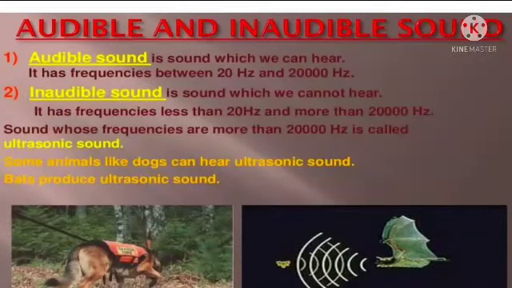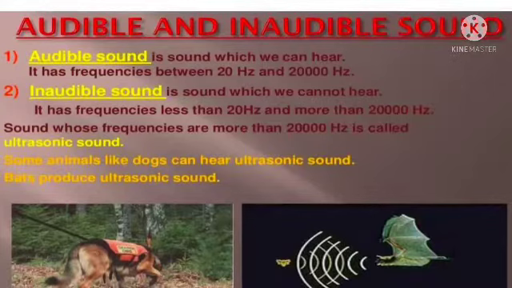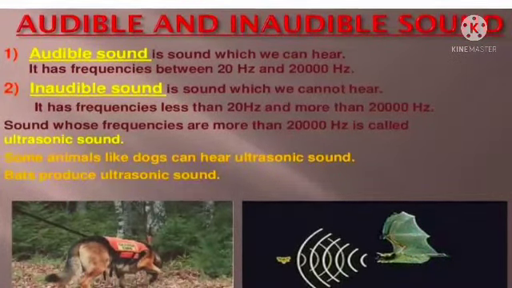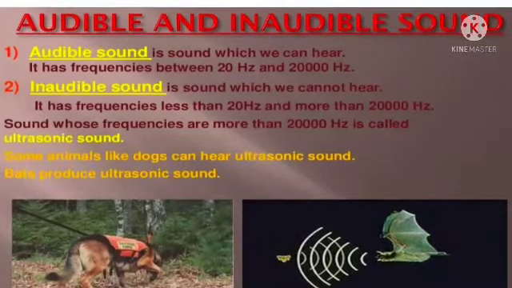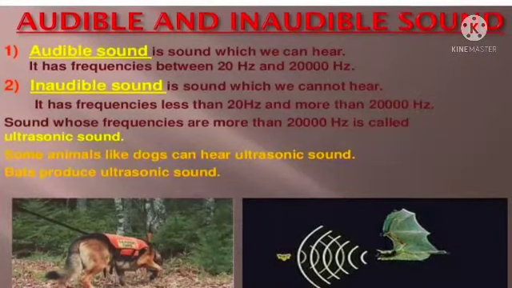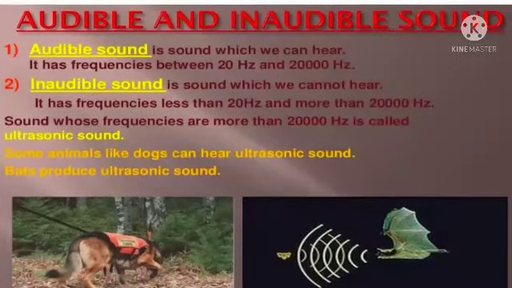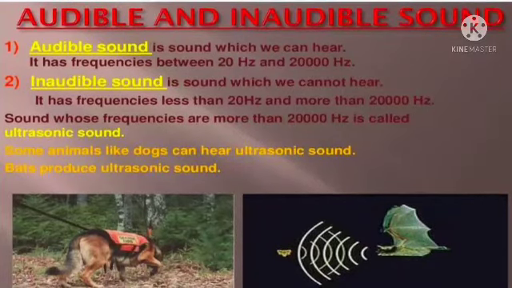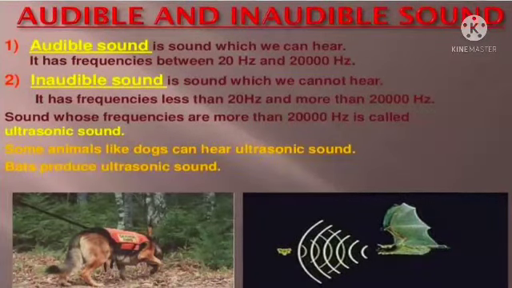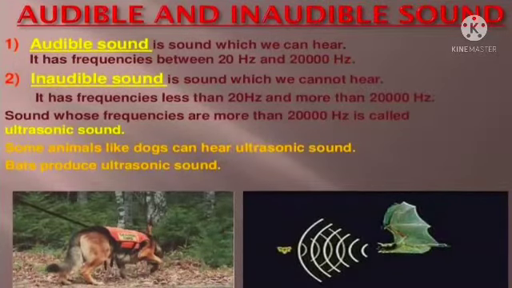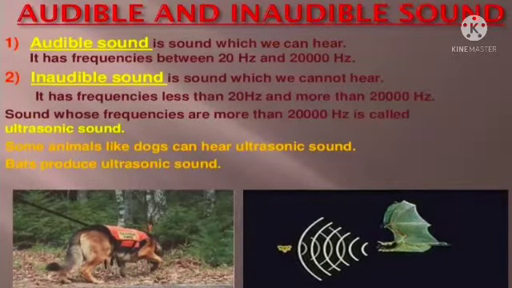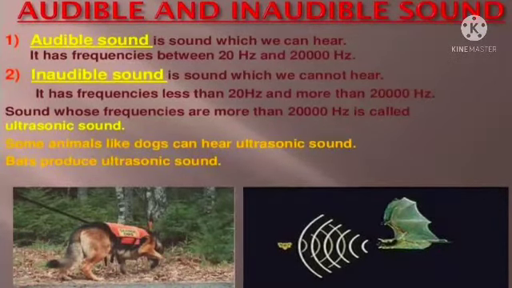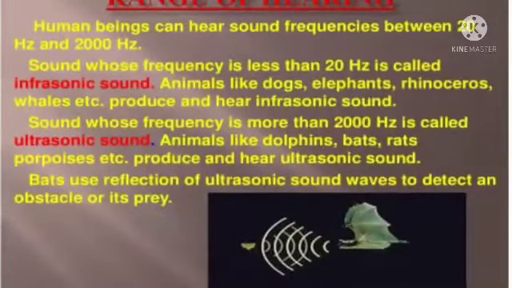Audible and inaudible sound. Audible sound is sound which we can hear. It has frequencies between 20 Hz and 20,000 Hz. Inaudible sound is the sound which we cannot hear. It has frequencies less than 20 Hz and more than 20,000 Hz. Sound whose frequencies are more than 20,000 Hz is called ultrasonic sound. Some animals like dogs can hear ultrasonic sound. Bats produce ultrasonic sound.